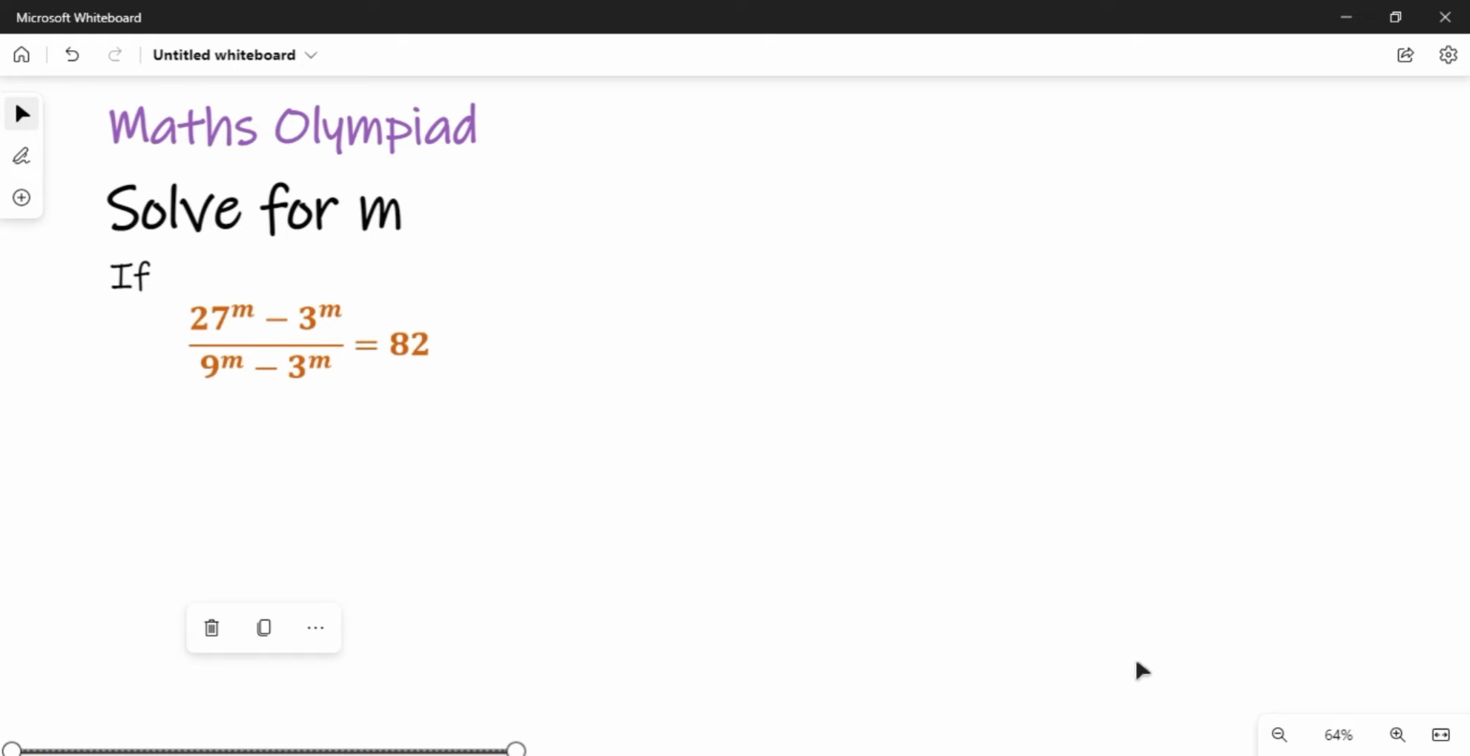In our class today, we are going to solve this Maths Olympiad that says solve for m if 27 raised to power m minus 2 raised to power m all over 9 raised to power m minus 3m is equal to 82.